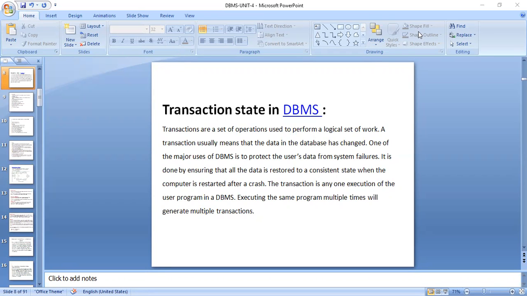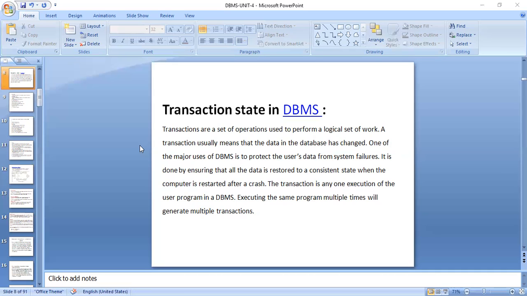One of the major uses of a database management system is to protect the user's data from system failure. It is done by making sure that all the data is restored to a consistent state when the computer is restarted after a crash. A transaction is one execution of a user program in the DBMS. Executing the same program multiple times will generate multiple transactions.